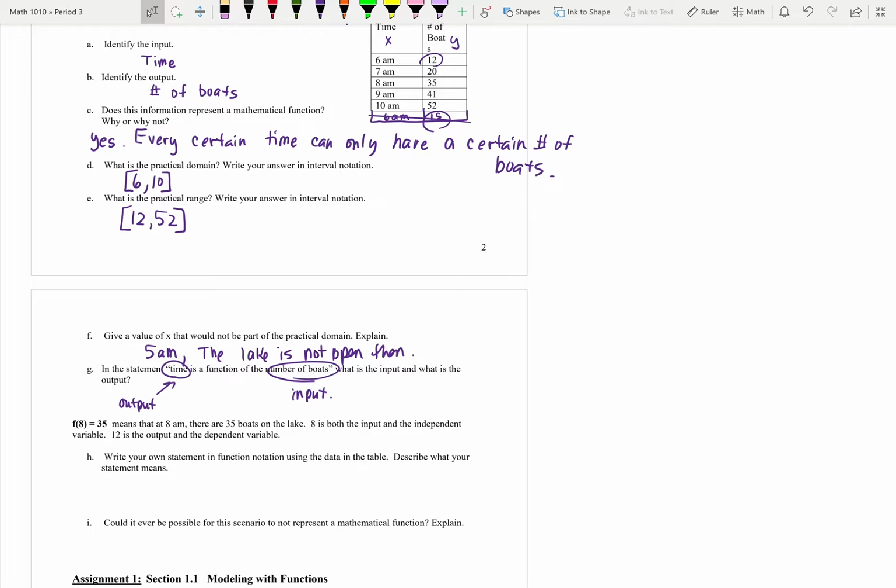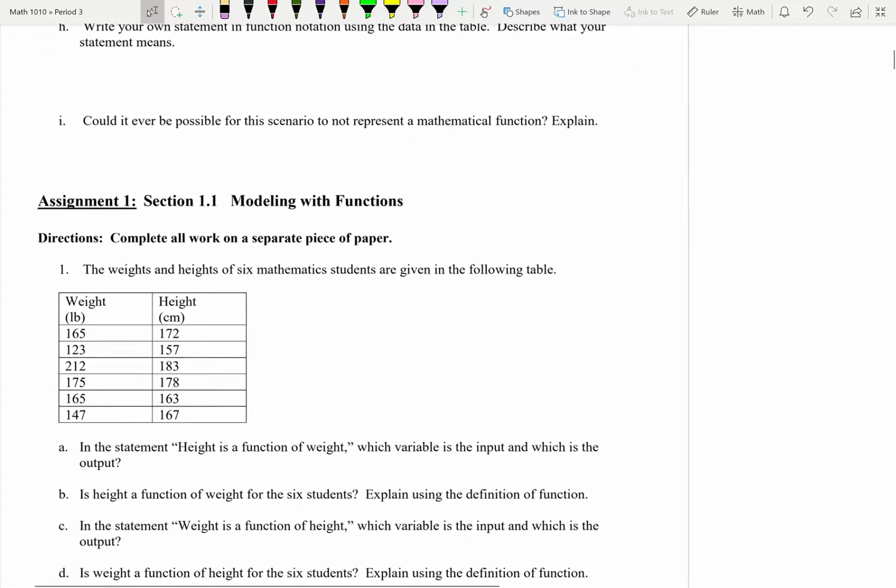Okay, someone tell me one. Don't be shy. Please. F of 7 equals 20. Thank you. F of 7 equals 20. F of 8, I couldn't do 8. F of 6 equals 12. F of 9 is 41. F of 10 is 52. Any of those are great. It's called function notation. Okay.